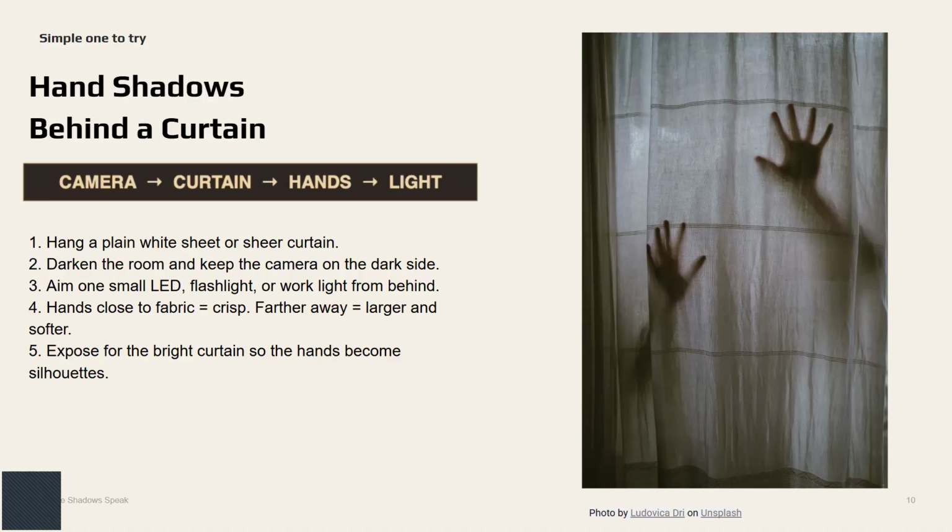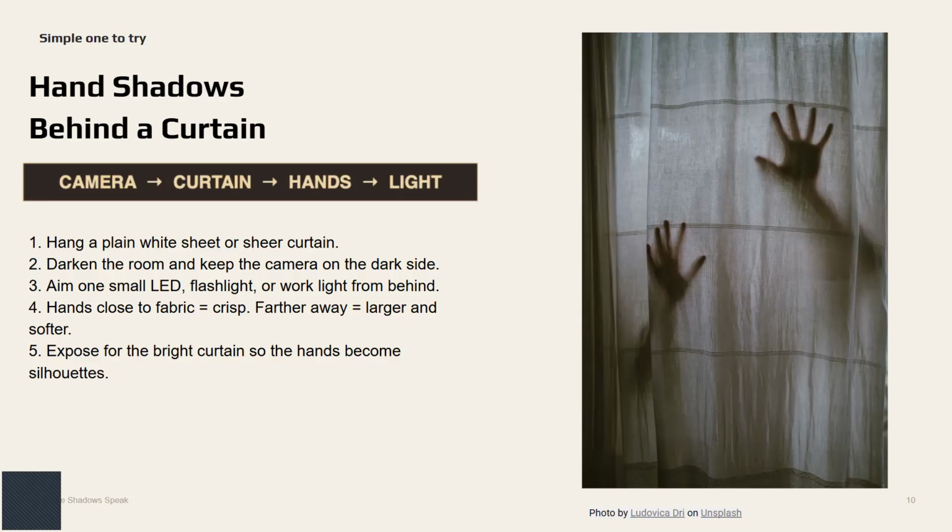Darken the room and aim one small light towards the back of the fabric. A flashlight, LED panel, or work light will work. A smaller, more direct light usually creates a stronger, clearer shadow. Place the hands between the light and the curtain. When the hands are close to the fabric, the fingers appear sharper and more recognizable. As the hands move farther away, the shadows become larger and softer.